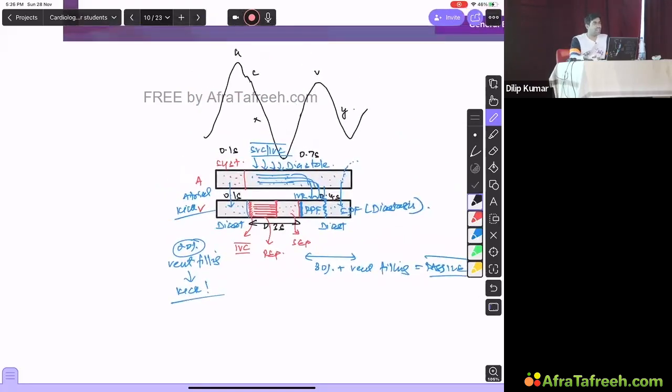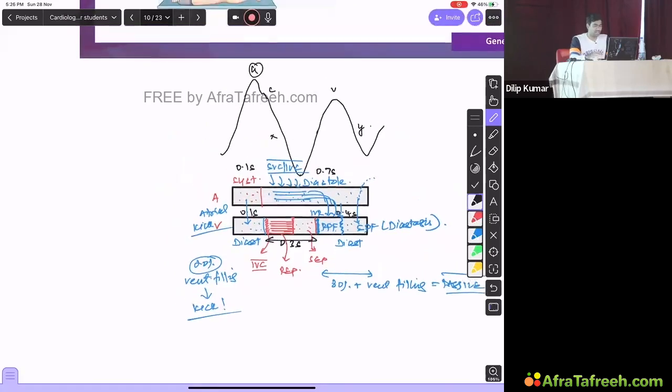So now this is the entire cardiac cycle in a nutshell. So first, you know what is the reason for the A wave? The A wave is due to what? Atrial contraction. Basically, the A wave is due to atrial contraction. We all know that. And what is the reason for the C wave? The C wave is due to isovolumetric ventricular contraction.